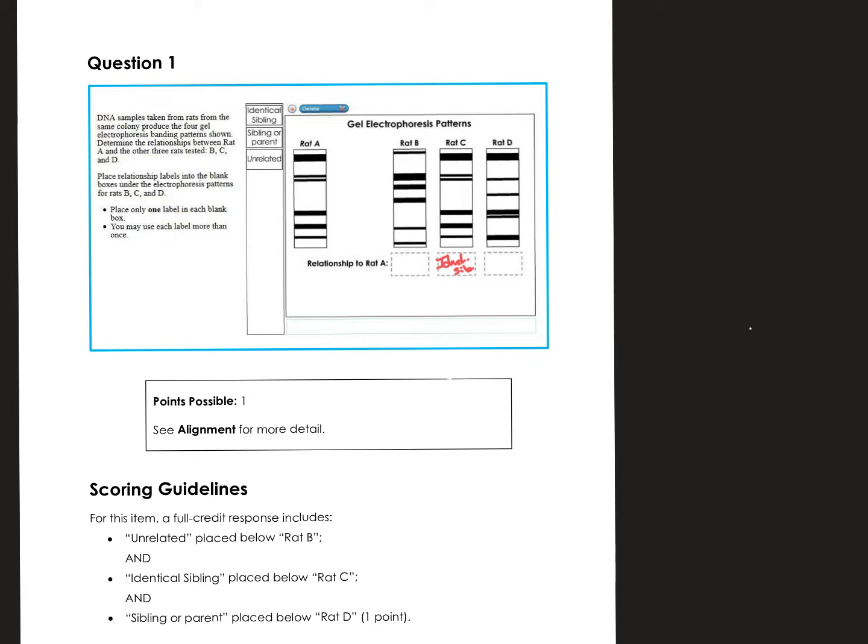The next, so that takes care of identical, that's moved, and I can use it, you place only one label in each box, but you could use the label more than once. Okay. Well, one would assume if they had 2 of them, and C and D had the same identical pattern, they'd be triplets, right? In this case, they're just twins.